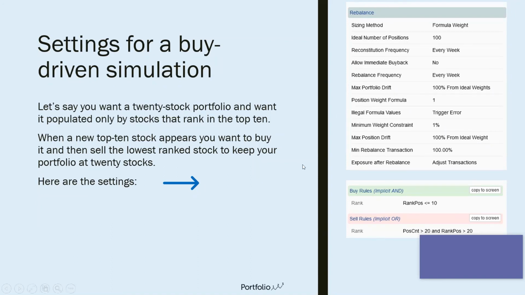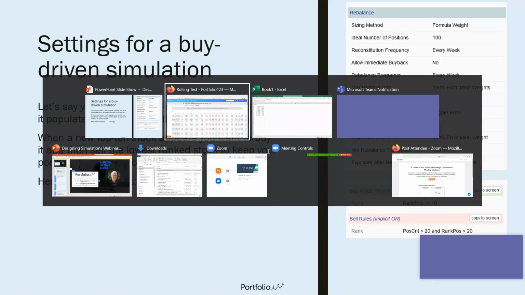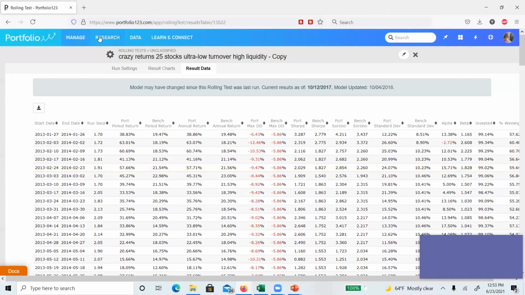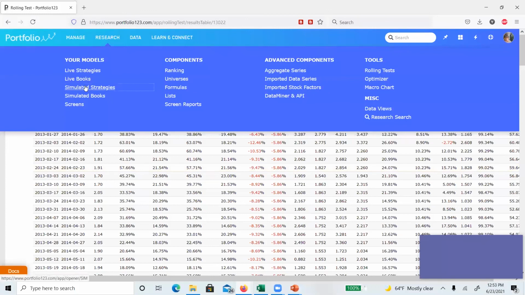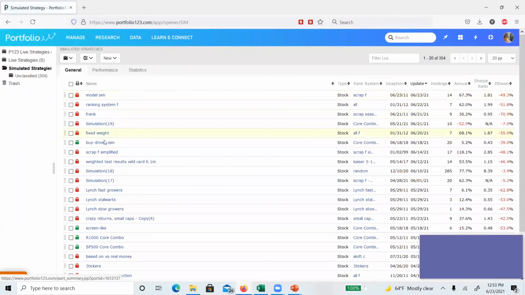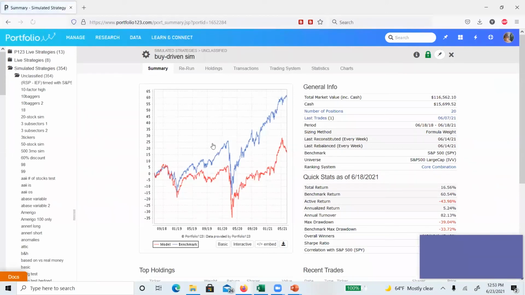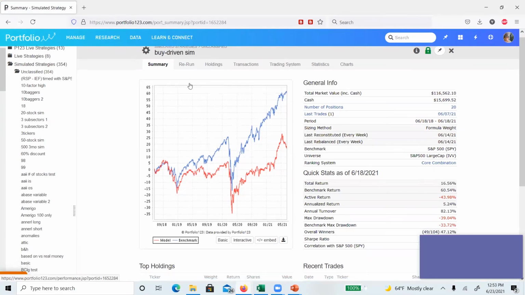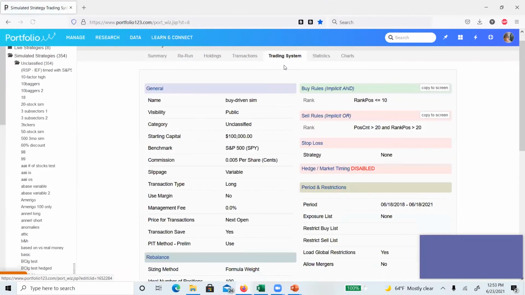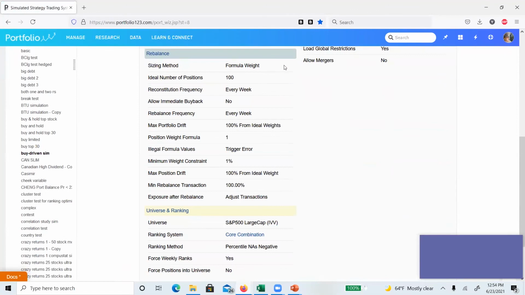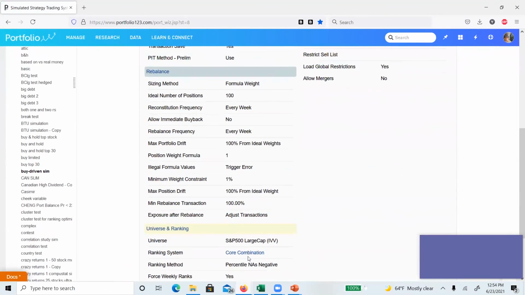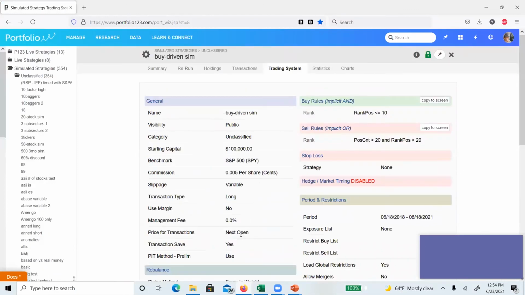And I have made a public simulation that is a buy-driven simulation. It's called buy-driven sim. It didn't do very well because I just tested it for the last 3 years, but I just wanted to show you how it works. So you can copy these settings. This is the trading system here. And this is a public simulation, so you can put in your own ranking system and your own universes, and you can see how that works.